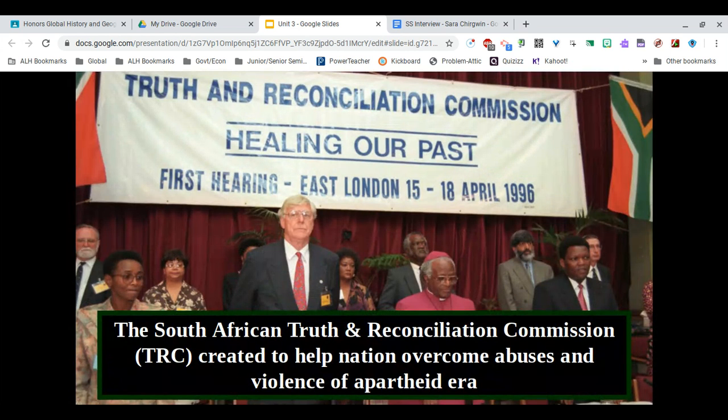The South African Truth and Reconciliation Commission was created to help the nation overcome abuses and violence of this apartheid era. What you have to realize is that Nelson Mandela did an amazing thing when he took over as president, and he did not punish people who were white. He didn't go after them, and he tried to build an era in South Africa where they wouldn't feel the need to go after each other, where they could look at it and say, we're going to rebuild together, we're going to rebuild stronger.